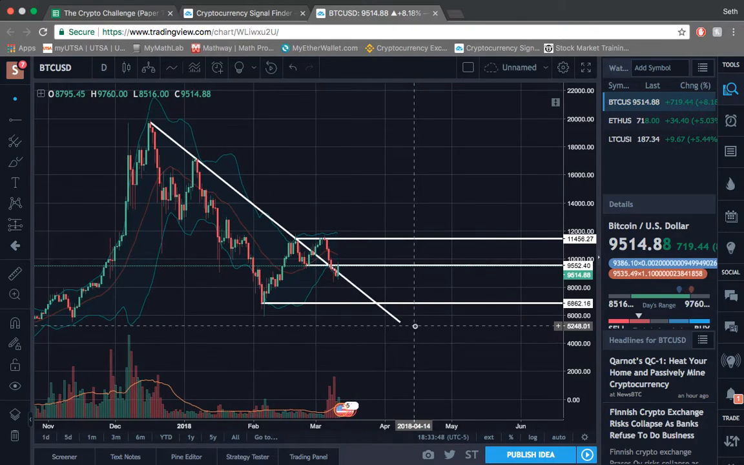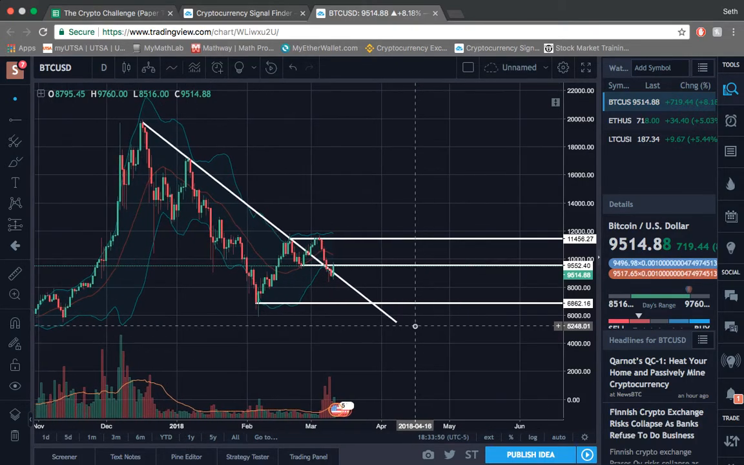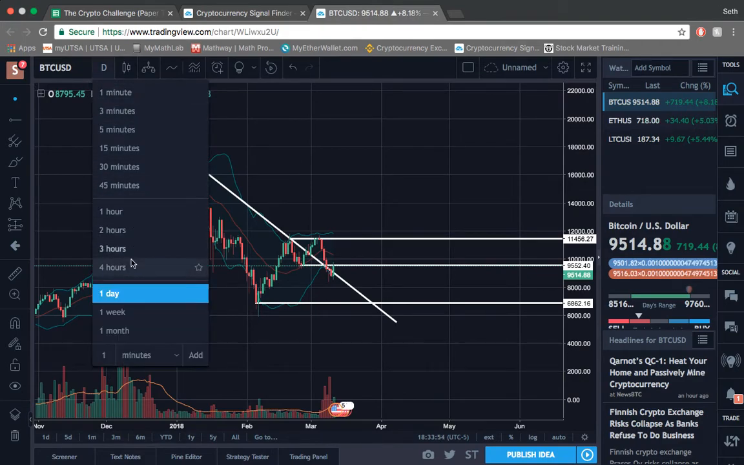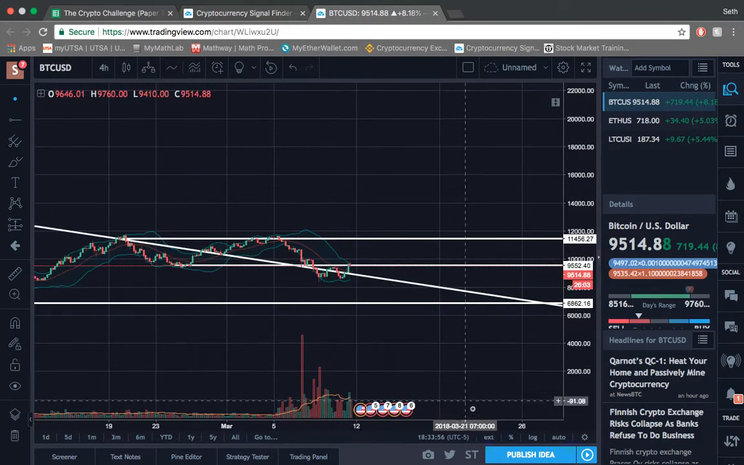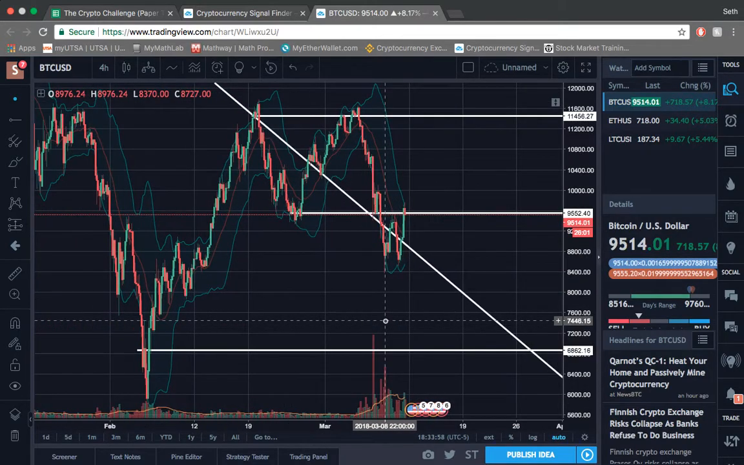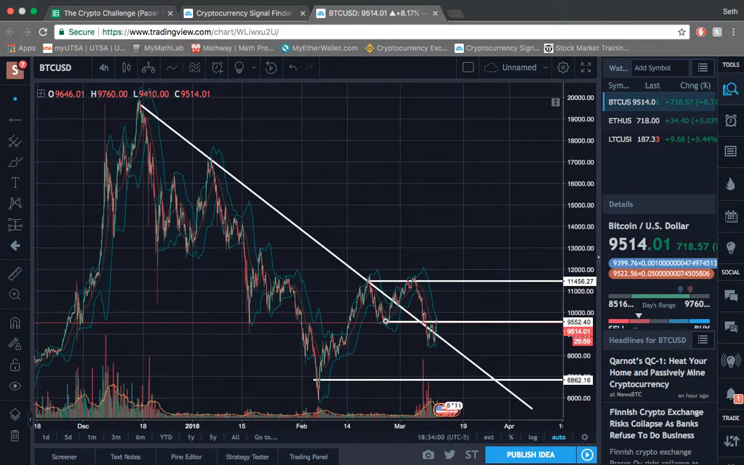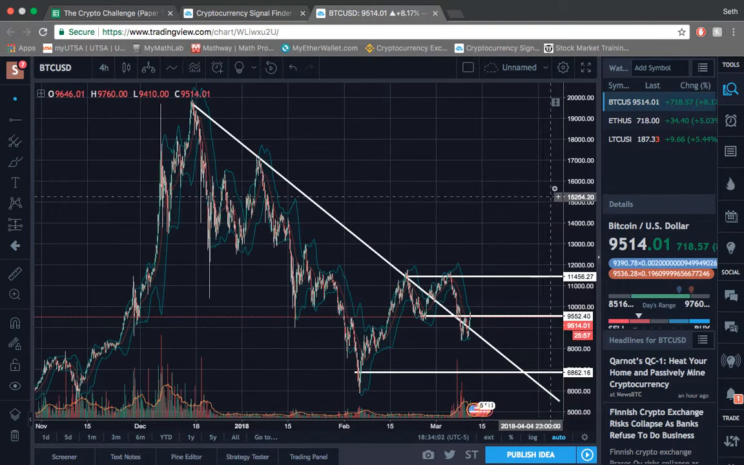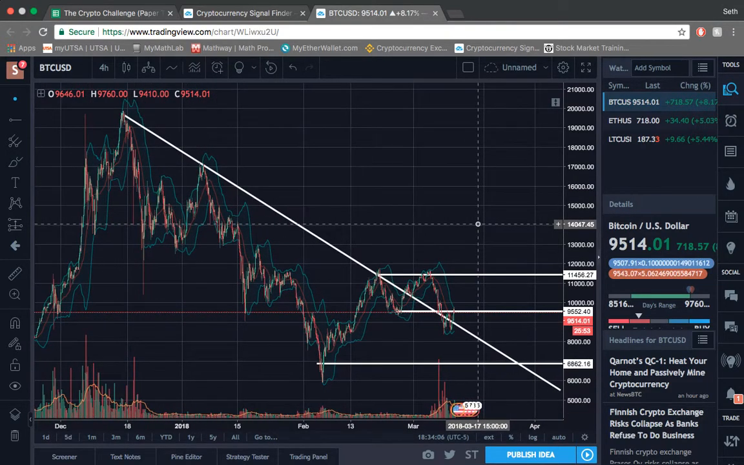So yeah, guys, that is the Bitcoin for the daily. Let's go to the 4 hour. Try to find some other targets for those who like to do more swing trading. So as you can see, let's get a little clearer. There we go.